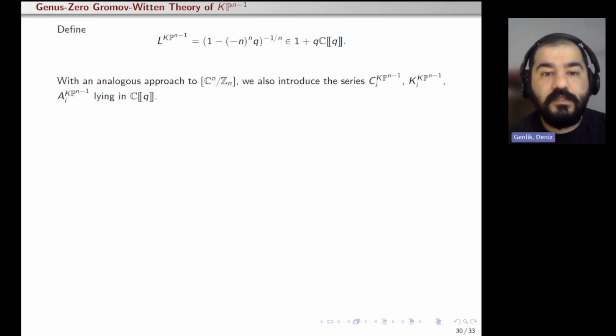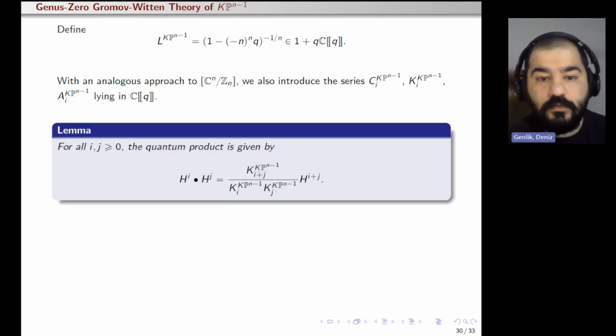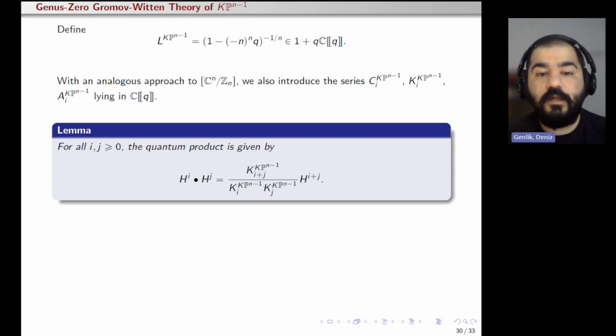And in this process, we define this L series and C series, K series, and AI series. All this analogous things has been done on this part as well. And it turns out that the quantum product is given by this formula. Hi and Hj, when you take the quantum product, it becomes this formula.